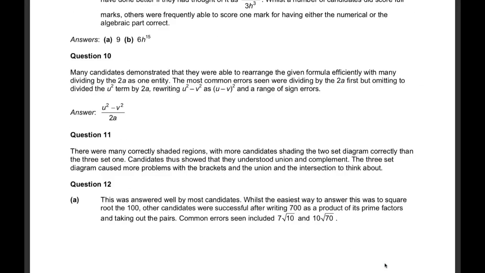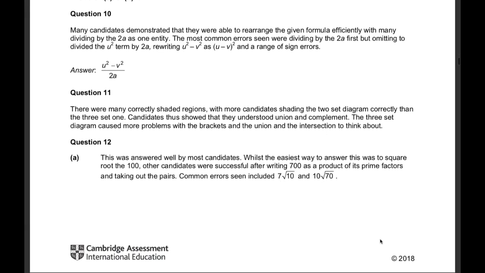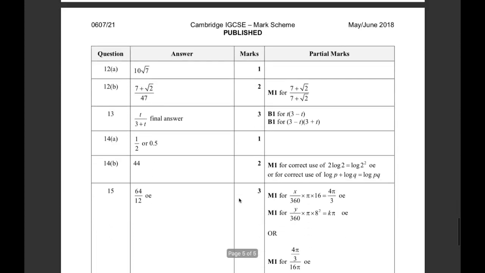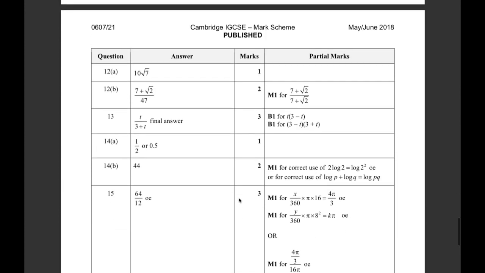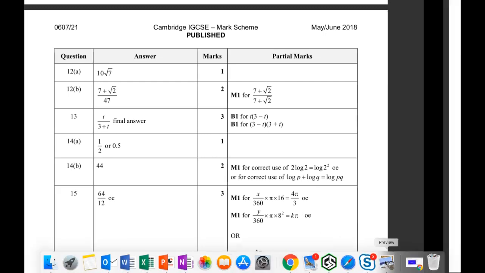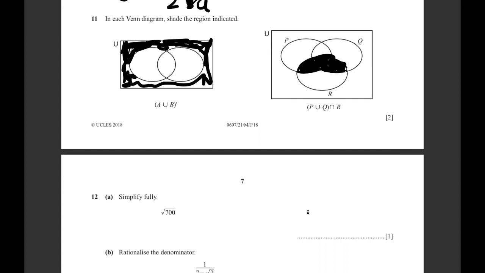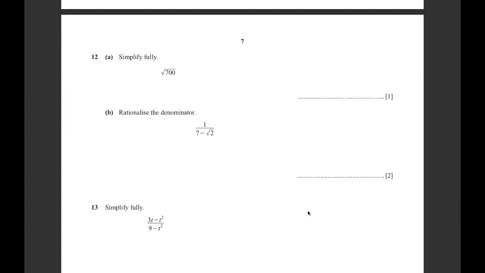Quick look at the mark scheme. Most people did it correctly. The three sets obviously cause more problems with the bracket and union to think about, but generally done pretty well. I'd agree that's a pretty nice Venn diagram question to have. There we are, so those are the two answers I just shaded in. And we're getting towards question 15. Quite a long video, I know, but if you watch 20 minutes, come back, watch another 20 minutes, that's a perfect way of doing it.